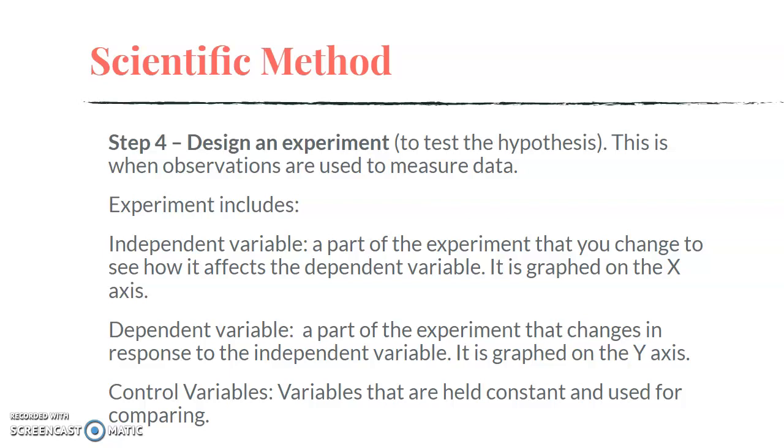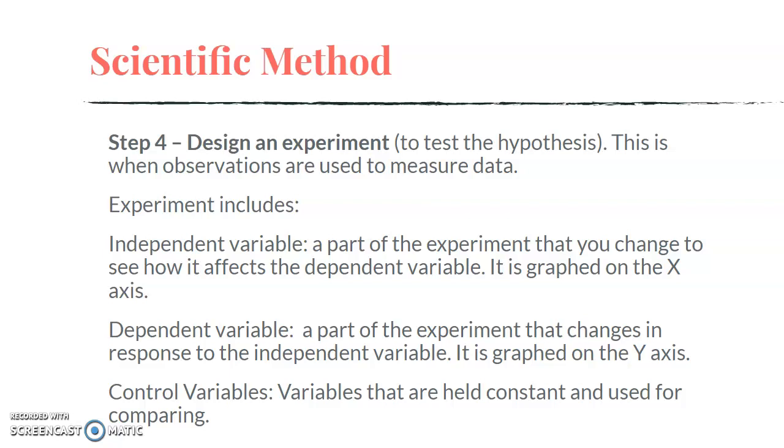On the other hand, the dependent variable is the part of the experiment that changes in response to the independent variable, and it is graphed on the y-axis, which is the vertical one on the graph. Now, something that is changing because of the amount of time that I'm leaving the bread in the toaster is actually the bread. So the bread turning into the toast here is the dependent variable, right? Because that is something that is changing as a result of the time that is spent in the toaster.